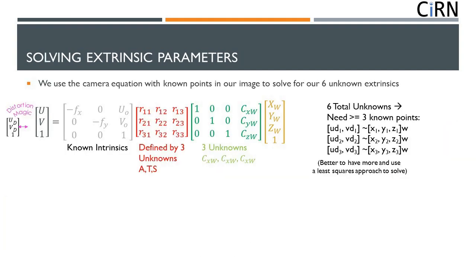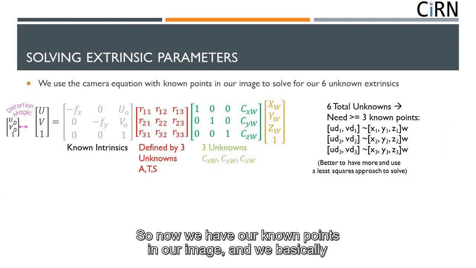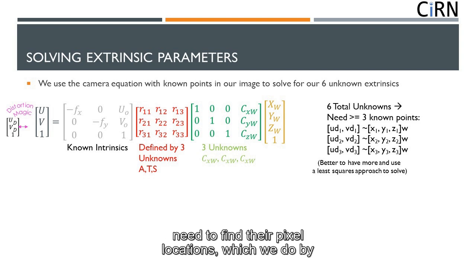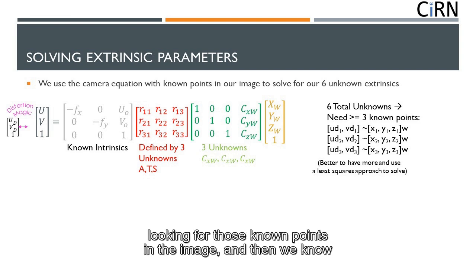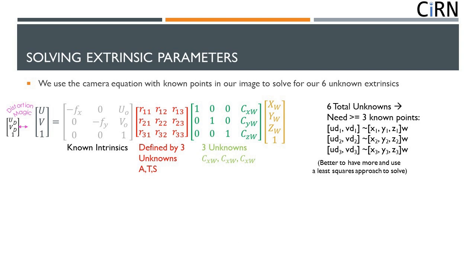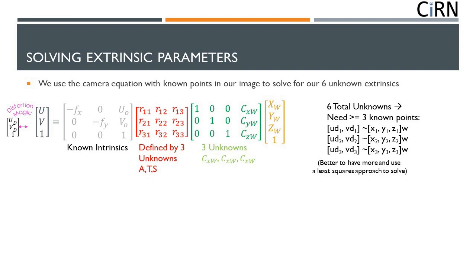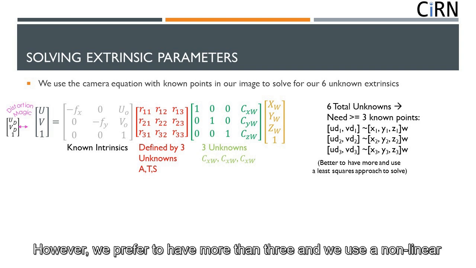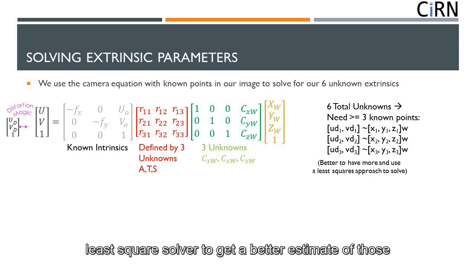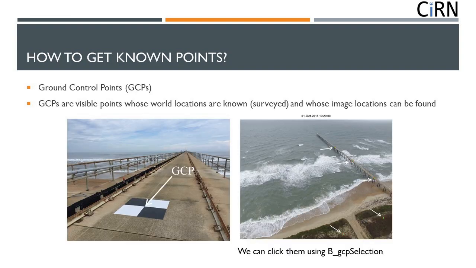All right, so now we have our known points in our image, and we basically need to find their pixel locations, which we do by looking for those known points in the image. And then we know their world points, the XYZs. So we have 6 total unknowns that we're solving for. So we need, at the very minimum, 3 known points to solve that system of equations. However, we prefer to have more than 3, and we use a nonlinear least squares solver to get a better estimate of those parameters.